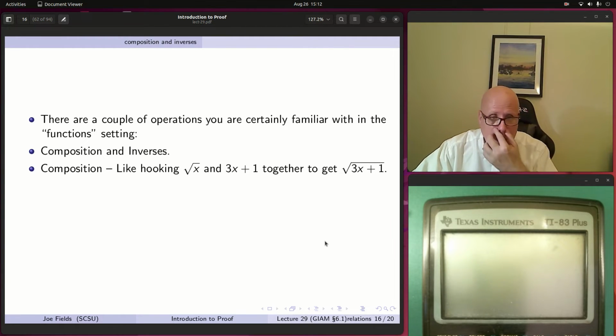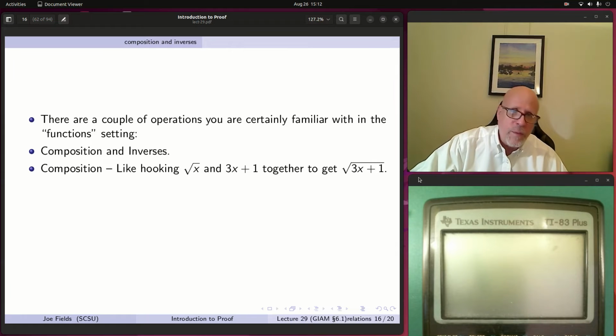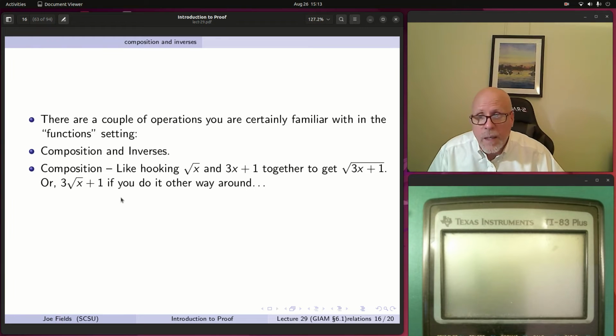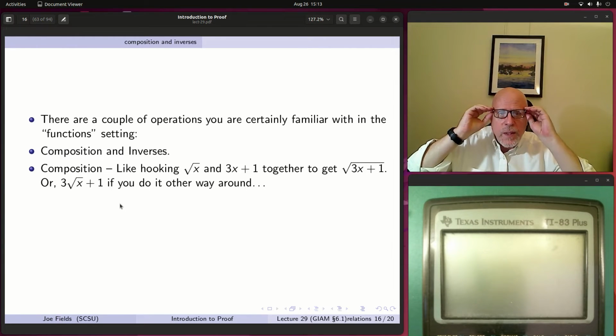Composition is like when you hook the functions square root of x and 3x plus 1 together, and you get the square root of 3x plus 1. Let's see, which function happens first here? The outer thing is the square rooting, and the inner thing is the 3x plus 1ing. So we're doing that second function first and then applying this one. If you do this in the other order, you get a different thing. And that's kind of an interesting setup, right?